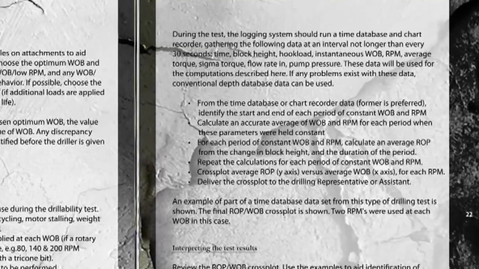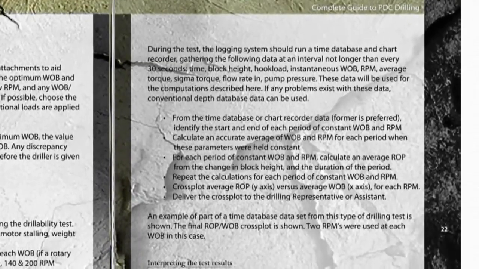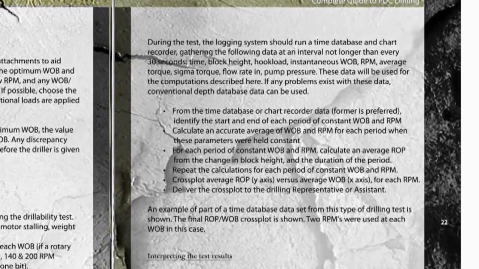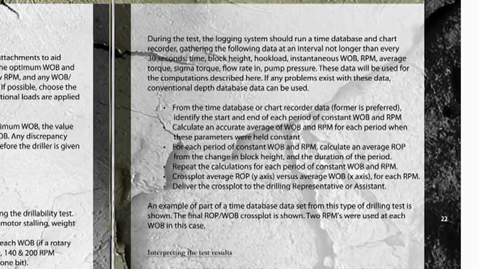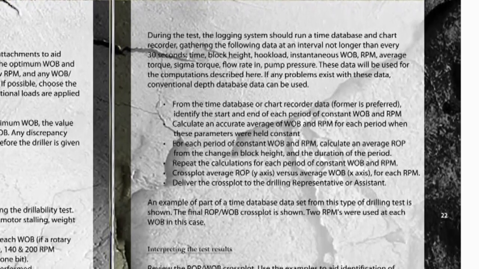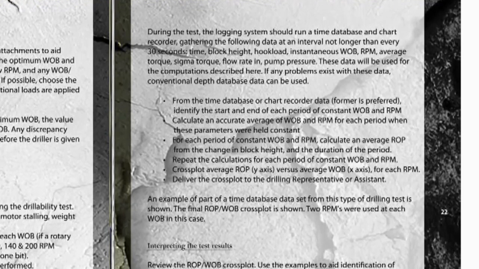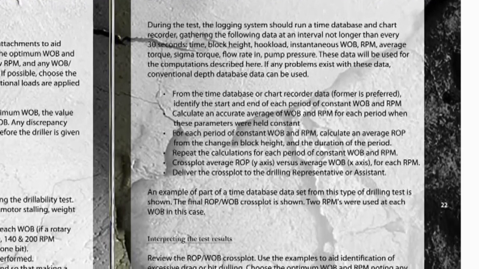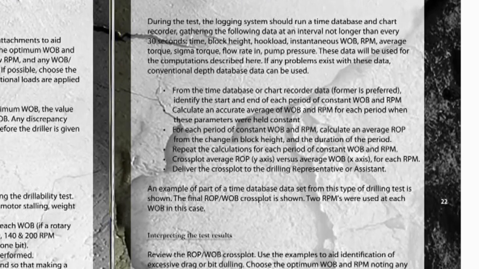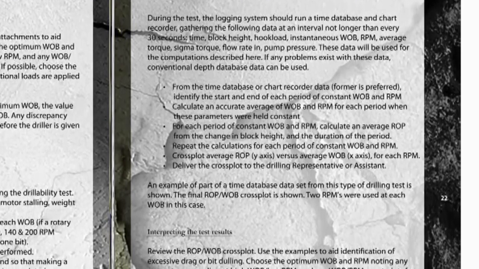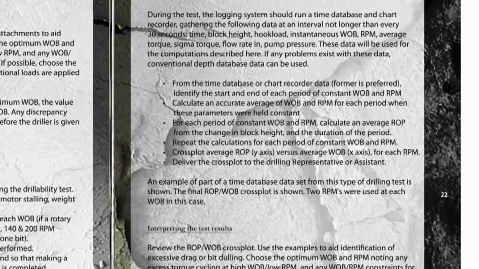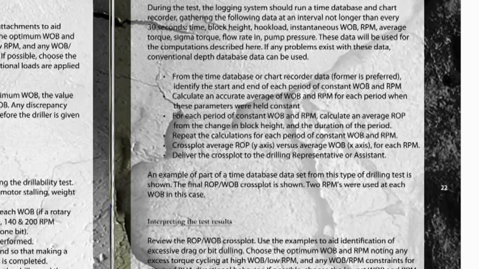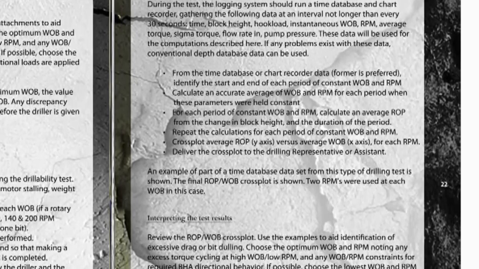Processing of the data by the mudloggers. During the test, the logging system should run a time database and chart recorder, gathering the following data at an interval not longer than every 30 seconds: time, block height, hook load, instantaneous WOB, RPM, average torque, sigma torque, flow rate in, pump pressure. These data will be used for the computations described here. If any problems exist with these data, conventional depth database data can be used.